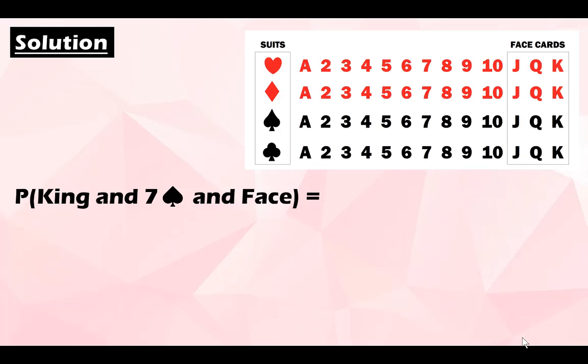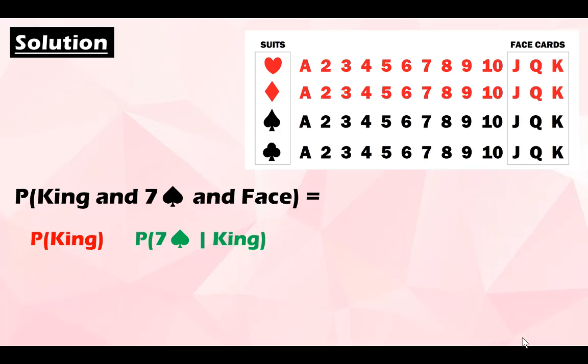So in that order, we start with the probability of drawing a king. But when we go to compute the probability of the seven of spades, we have to take into account that the first card we drew was a king. So this is now a conditional probability. It's the probability of drawing the seven of spades given that a king has already been drawn.